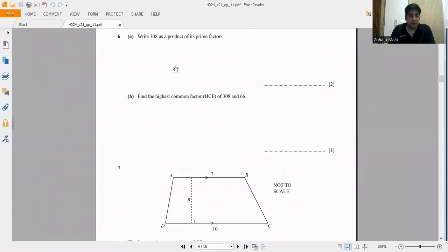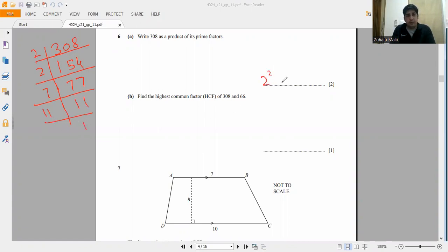Okay, question number 6: write 308 as a product of its prime factors. Prime factorization is always the same. Like with LCM, we find its factors by dividing 308 by the smallest number, which is 2. 2 1s are 2, 2 5s are 10, and 2 4s are 8. Then 2 7s are 14. Then the next smallest number which can divide this is 7. 7 11s are 77, and then 11 1s are 11. So its answer would be 2 squared into 7 into 11.